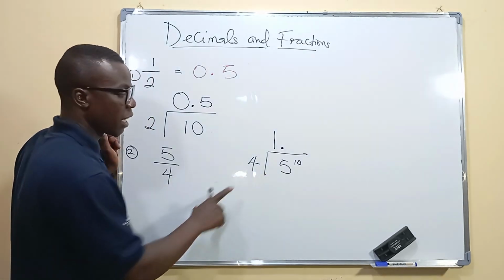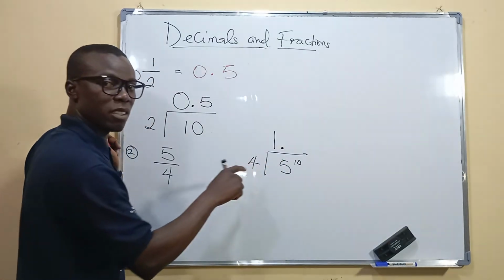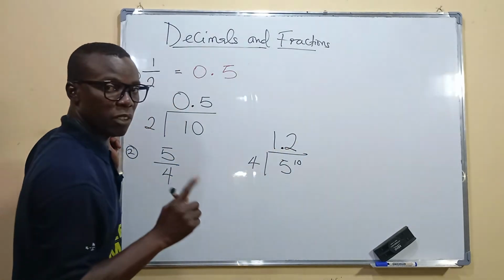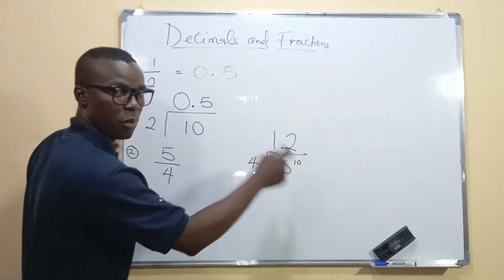Now, I'll go over the process again. How many 4 can I have in 10? And that will be 2. So I'm going to have 2. Remaining 2. Don't forget that this is 10. I bring out the first 4. I bring out the next 4.